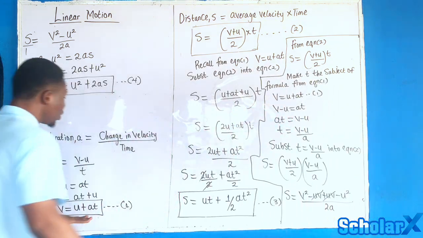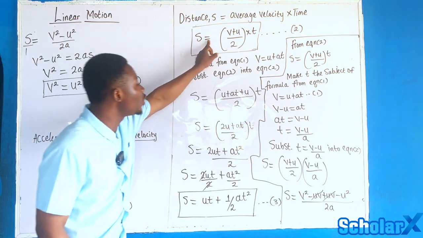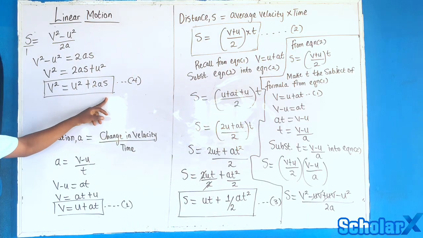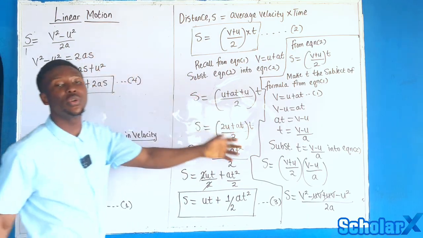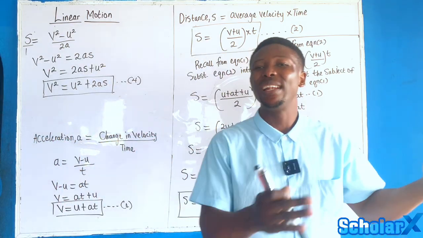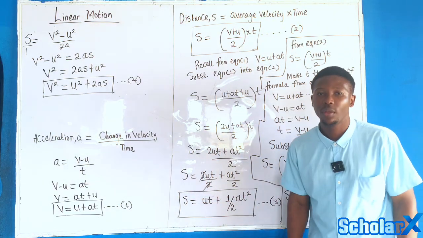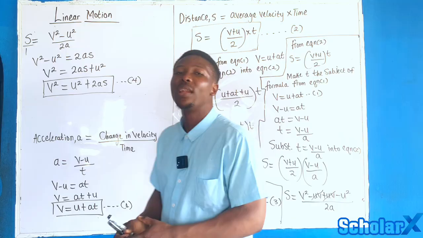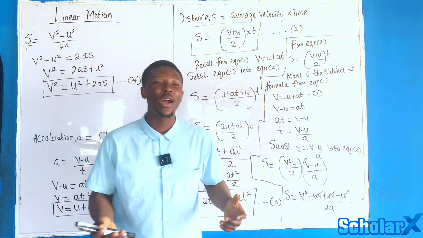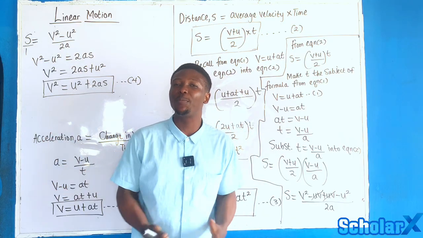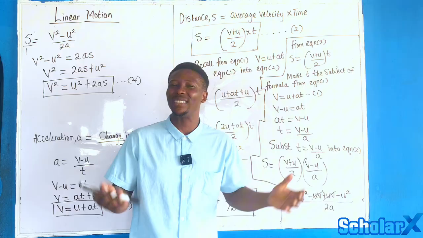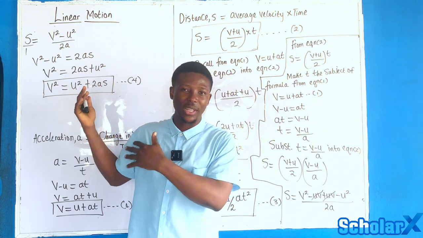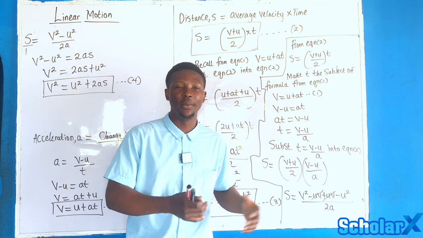So this is the first equation of motion, second, third, and then the fourth equation of motion. We use these equations to solve problems under linear motion. Now, what we're going to be doing is exploring different problems on linear motion. Let's see how we can use these equations that we've derived to solve problems.